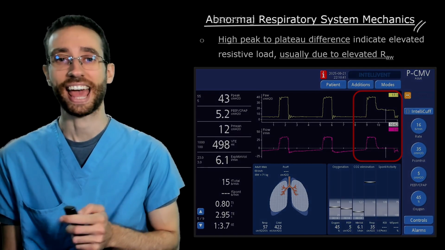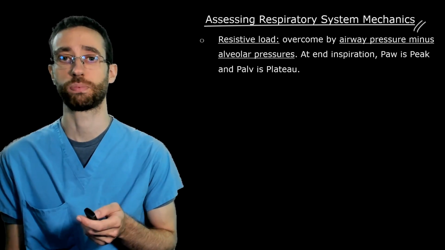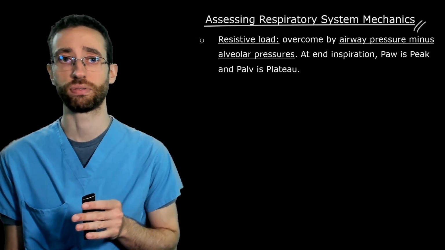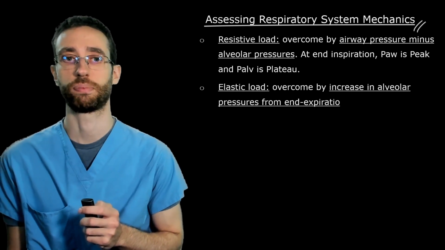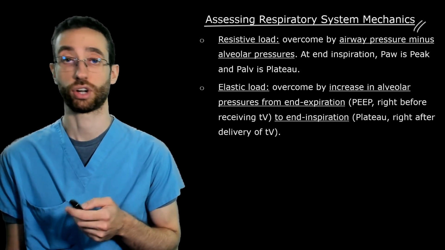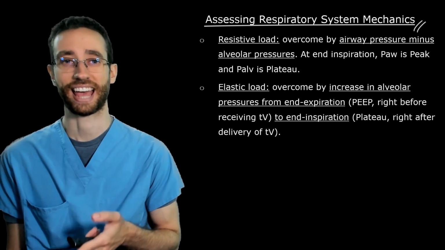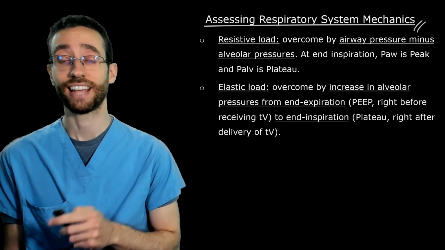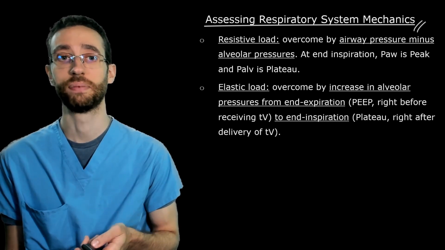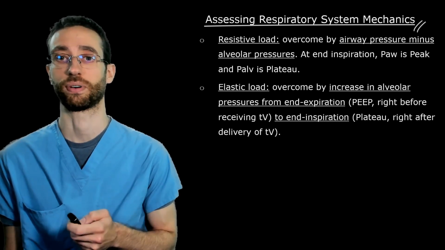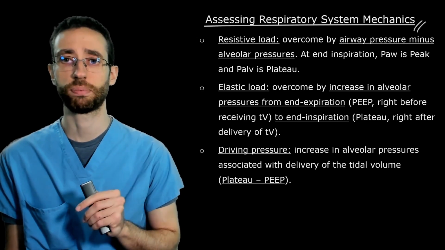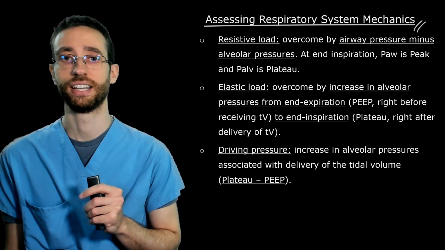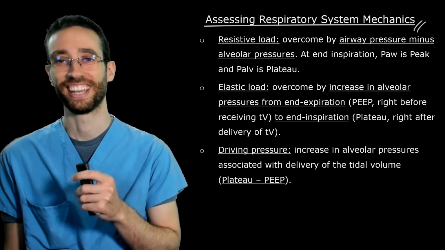To summarize, at any given time, airway pressures minus alveolar pressures will tell you how much pressure is being used to generate inspiratory flows, overcoming the resistive load of the airway. The increase in alveolar pressures from PEEP to plateau, which are the alveolar pressures before and after the tidal volume is delivered, tells you how much pressure was used to overcome the elastic load of your lung and chest wall. This difference between PEEP and plateau, the increase in alveolar pressures with the addition of our tidal volume, is the famous driving pressure.